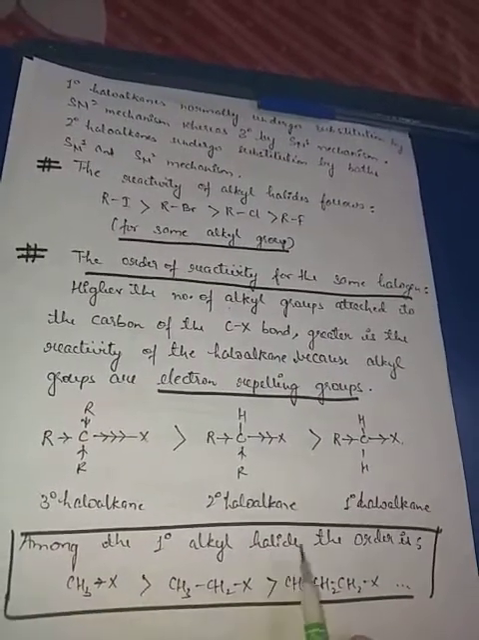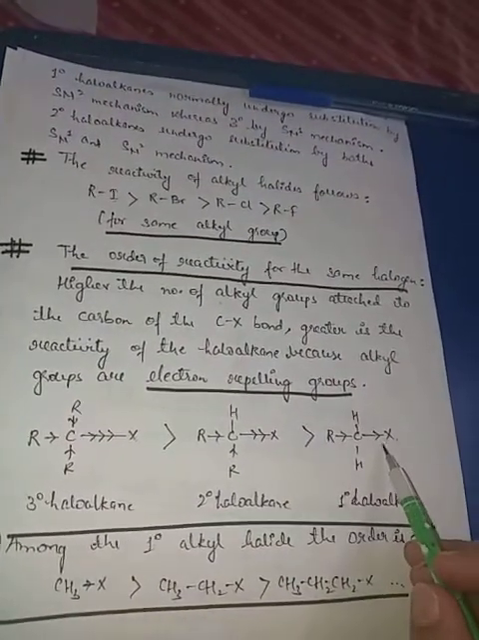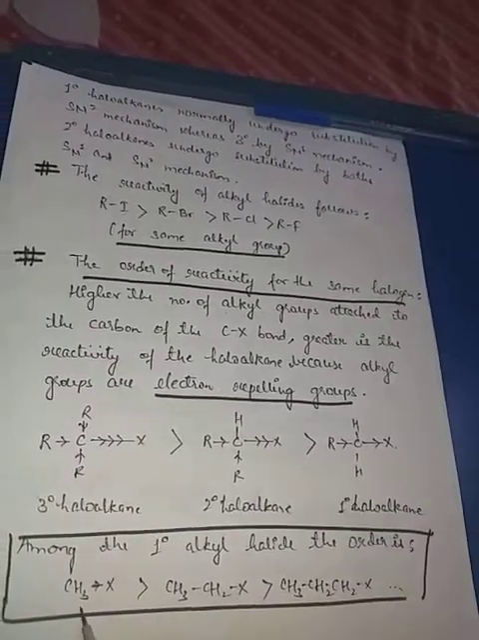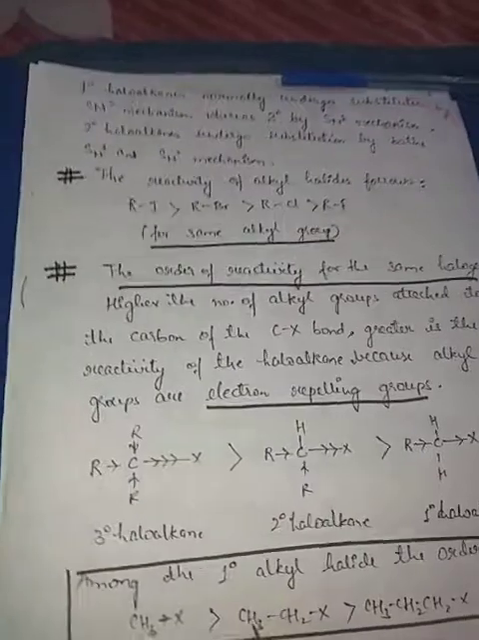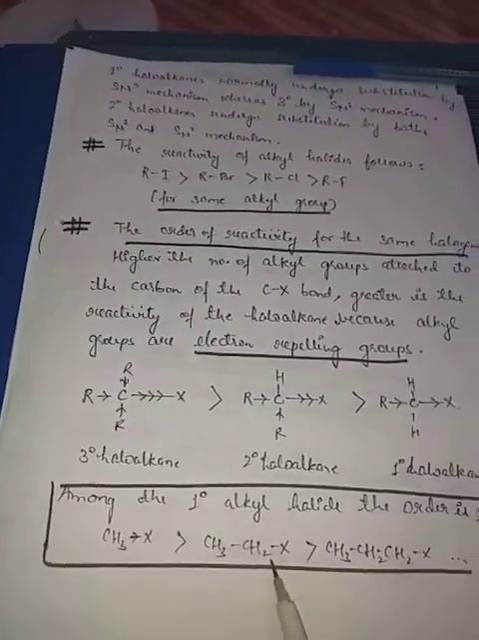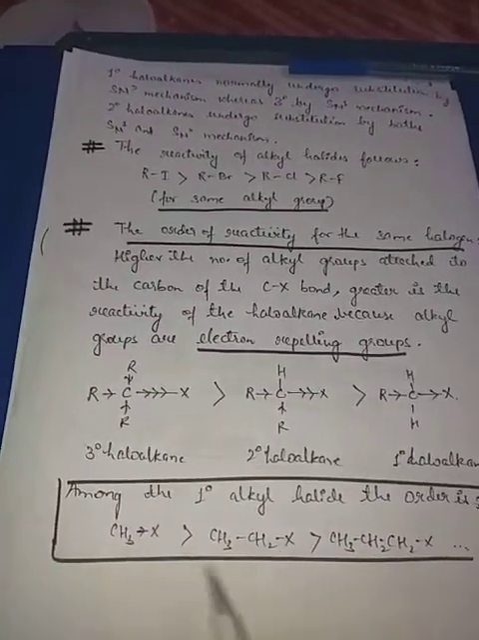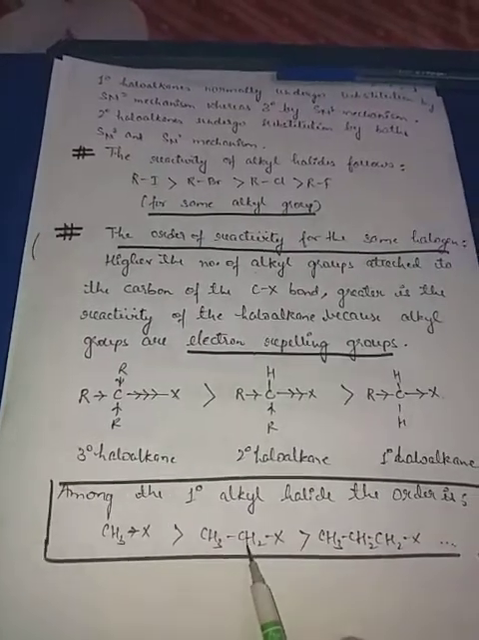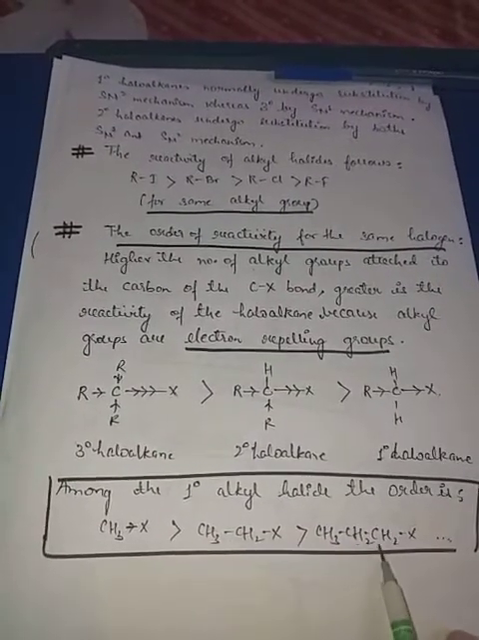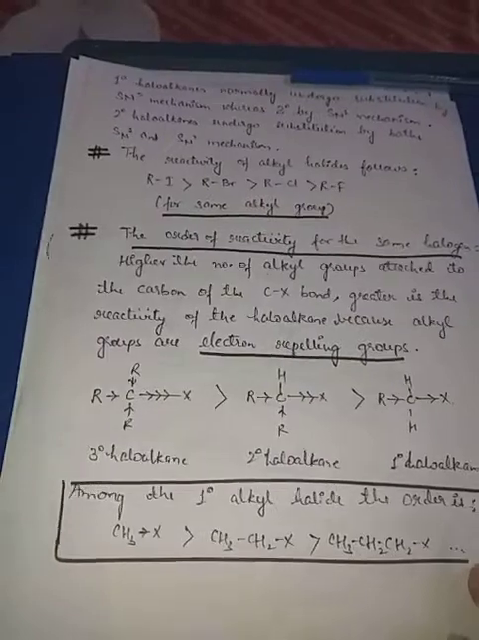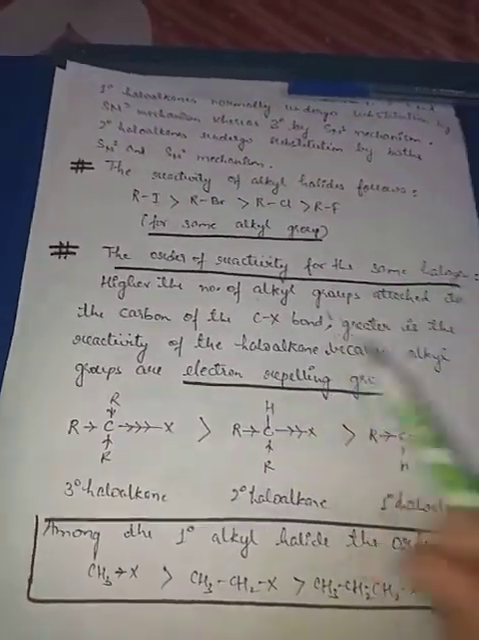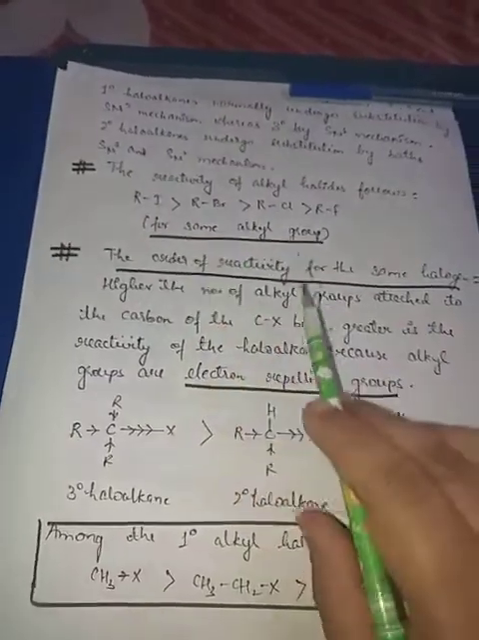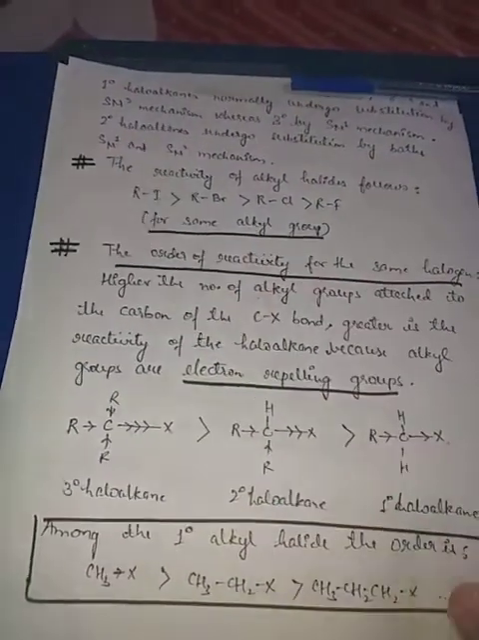Among primary halides, if we are talking about primary halide only, then CH3X is most reactive. Then CH2... See here, actually the charge distribution has taken place. That's why it is most reactive. Then as the number of carbons increases, the reactivity of the haloalkane will decrease. So these are the two where the same alkyl group is there, and here the number of alkyl groups is different.